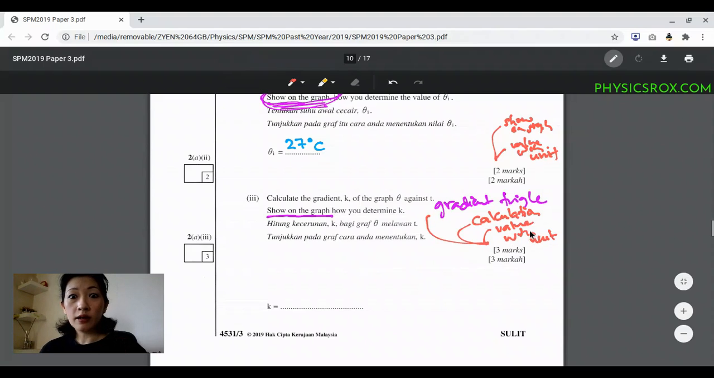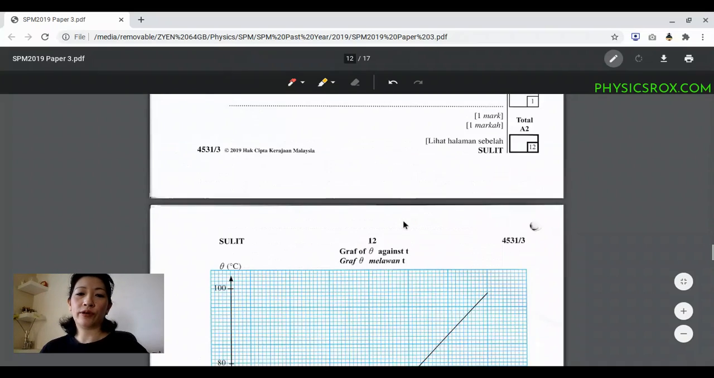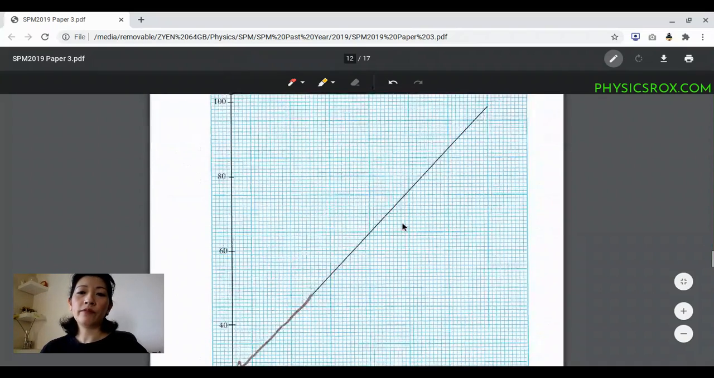So a lot of students say, huh? Since when do gradients have units? Well, if you've gotten to this stage at this point, you've got to ask yourself, have you been paying attention in class? Because any teacher who's covered this has to let you know that the gradient of the graph in paper 3 must be complete with units. So let's talk about a gradient triangle first. Let's backtrack to the graph.